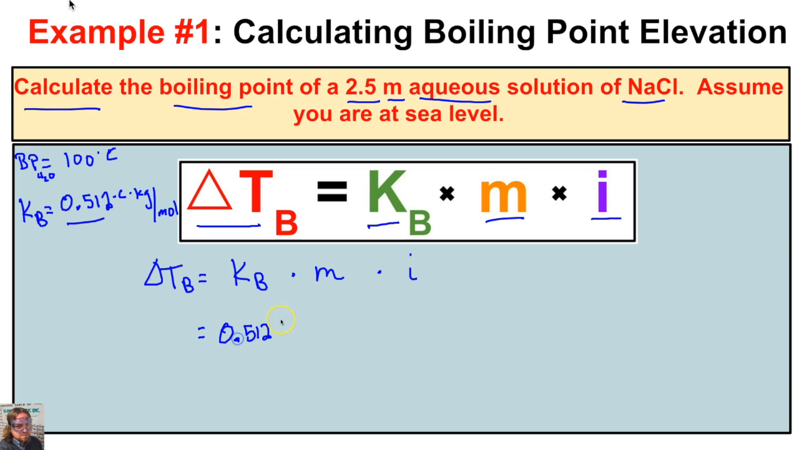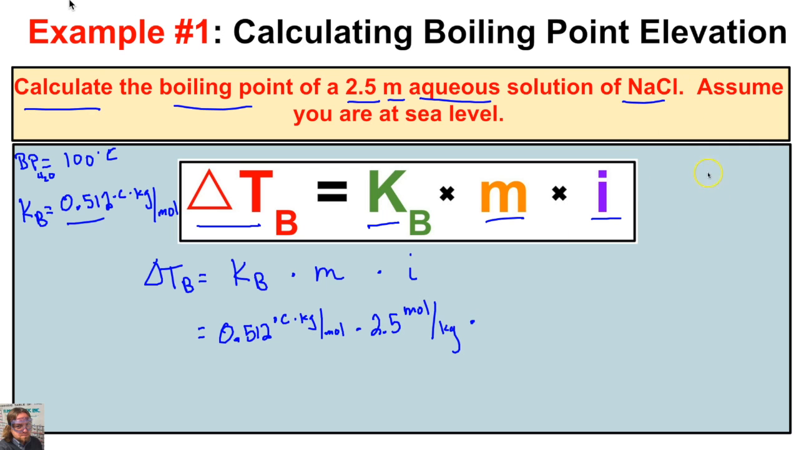0.512 degrees Celsius times kilograms per mole times the molality of our solution. This little m here stands for the molality of the solution, and that is always measured, when we're talking about molality, in moles per kilogram. And then we're going to multiply this by the Van 't Hoff factor.